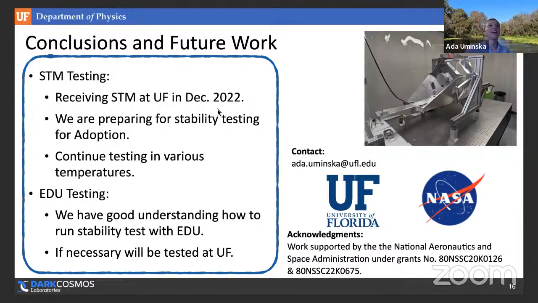for the STM testing, we are getting ready to receive the STM at UF in December 2022. We are preparing for stability testing for the adoption review, and we're looking forward to having preliminary results at room temperature. We will continue testing at various temperatures ranging from 10 to 25 C. And for EDU testing, we have a good understanding of how to run the stability test with the EDU, and if it's necessary, it will be tested at UF at a later time. Thank you for your attention, and happy to take any questions.